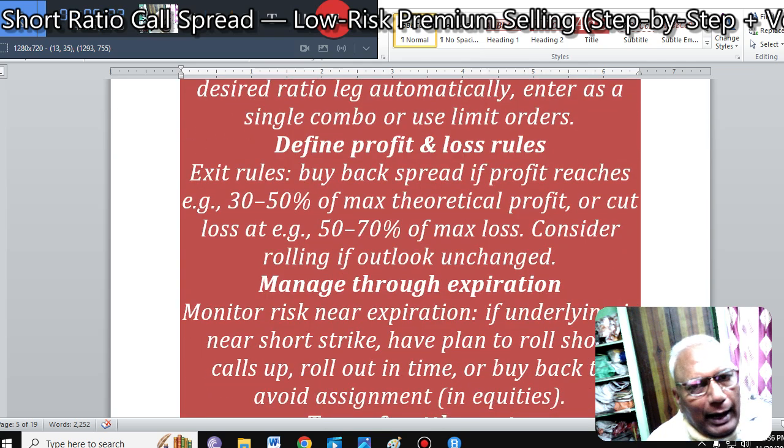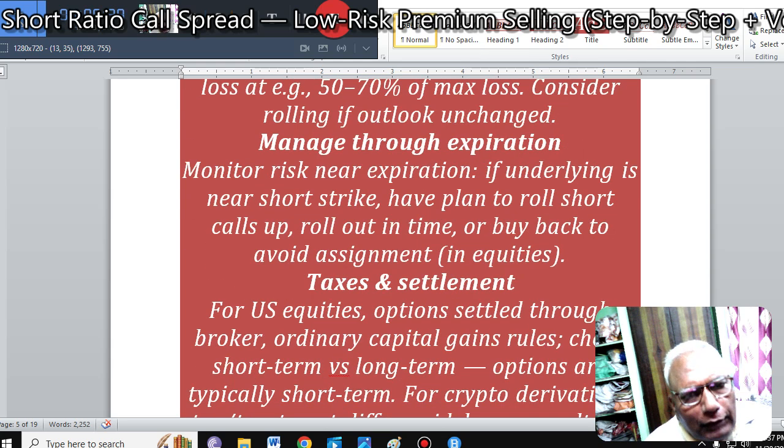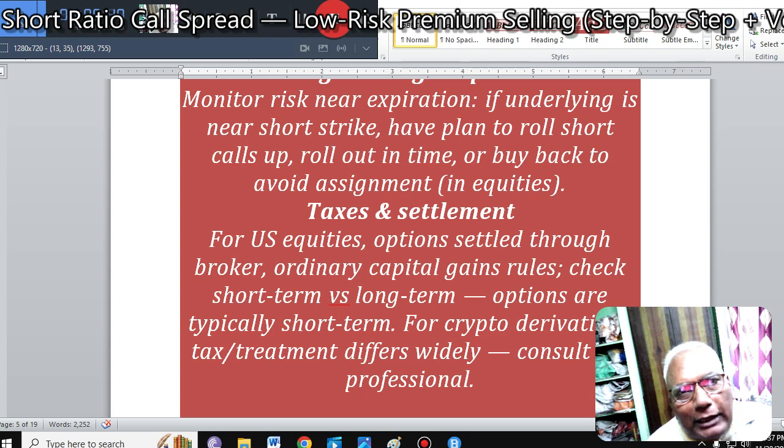Define profit and loss rules. Exit rules: buy back the spread if profit reaches 30 to 40% of maximum theoretical profit, or cut the loss at 50 to 70% of maximum loss. Consider rolling if your outlook is unchanged. Manage through expiration and monitor risk near expiration. If the underlying is near the short strike, have a plan to roll the short calls up, roll out in time, or buy back to avoid assignment.